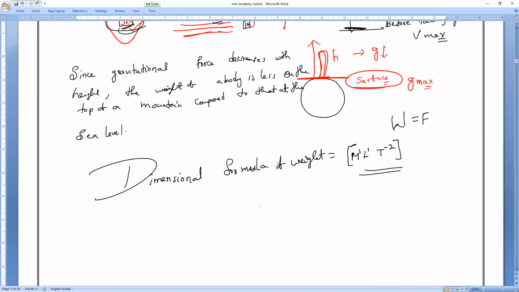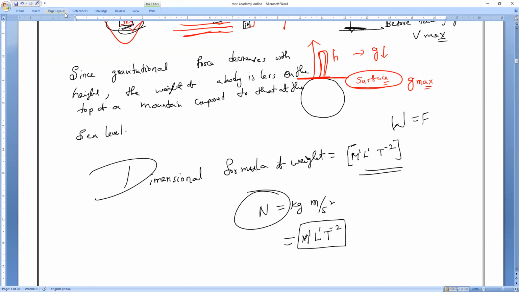We all know that. Newton means what? Kilogram meter per second square. Kilogram means mass, M power 1. Meter means distance, L power 1. Seconds means time, T. By it is, 1 by, so T power minus 2. That is what it is. Am I right? Everybody clear? All of you? Yes.